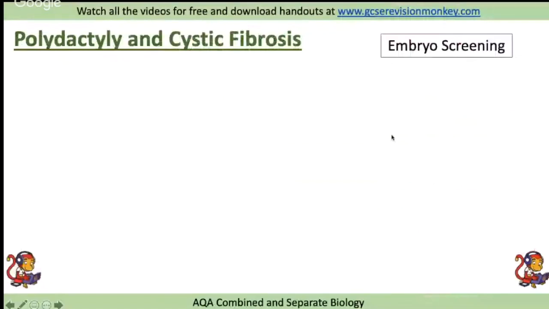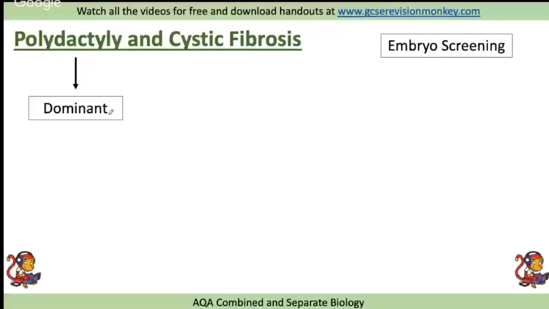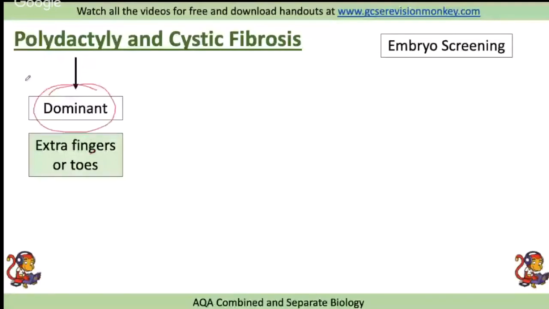Polydactyly and cystic fibrosis are 2 disorders that you need to know about in this genetics topic. Polydactyly is a dominant allele. So if somebody has the allele for polydactyly, they will have this disorder. And this disorder means that somebody has extra fingers or toes. So this will happen to a few people at birth, and they'll just get removed straight at birth, their little extra digit that they've got. And yes, it is dominant, but this disorder is very rare.